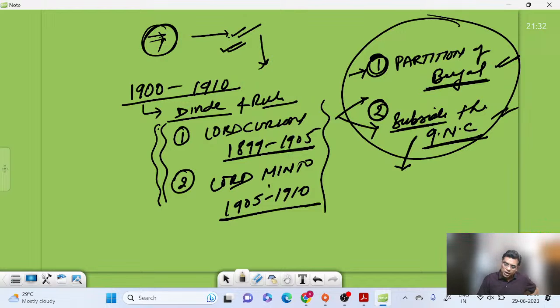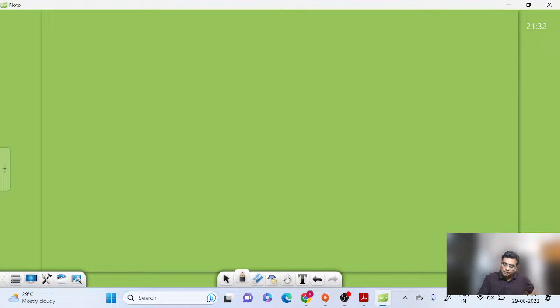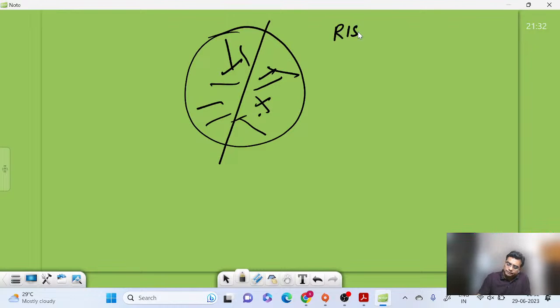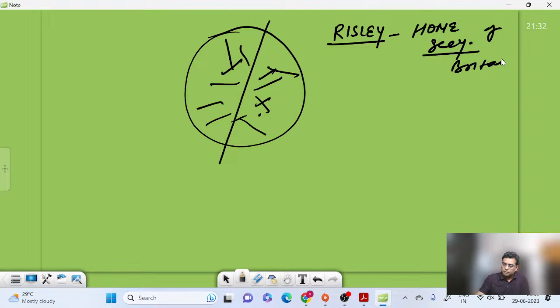So look at this statement. What is this statement? Bengal united is a power. Bengal divided will pull Bengal in several different ways. Right? So there will be so many strengths within the Bengal. So this statement was actually made by Risley. Risley, he was Home Secretary of Britain.